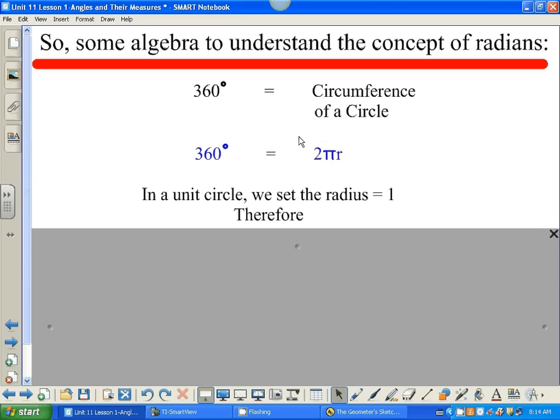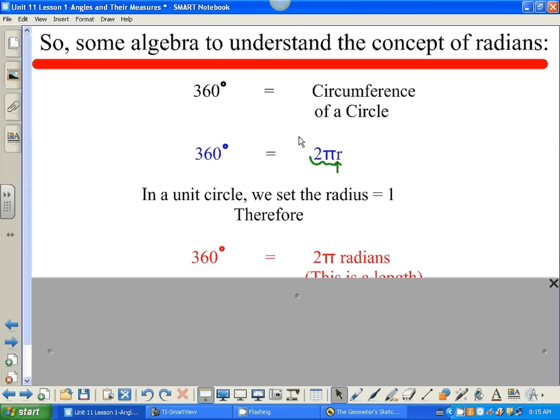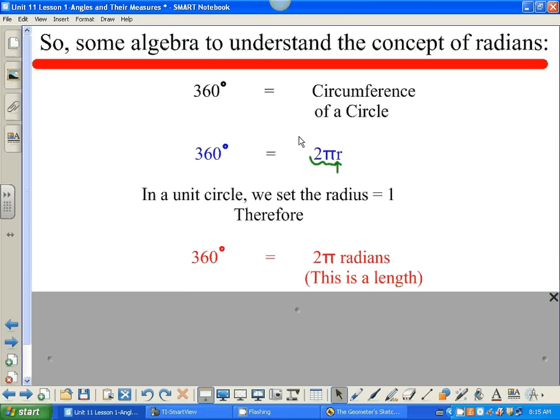So I'm not saying that every circle has a measure of 6.28, but they all have that same ratio, 2 pi. But all you would have to do is take that 2 pi and multiply it by whatever radius you are dealing with. So when we talk about our radian measures, we refer to the unit circle where we set the radius equal to 1. Therefore, 360 is equivalent to 2 pi radians. That is a length. It is a length of approximately 6.28 units.